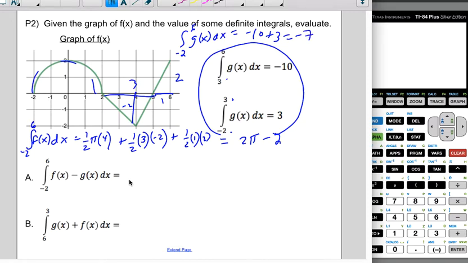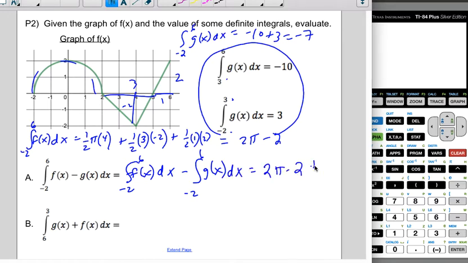So that means that this one is going to be the integral from -2 to 6 of f of x dx, which we just found, minus the integral from -2 to 6 of g of x dx, which seems to be 2 pi minus 2 plus 7, because it's minus a -7. So I think we get 2 pi plus 5. These are much nicer problems if I don't give you the circles, by the way.